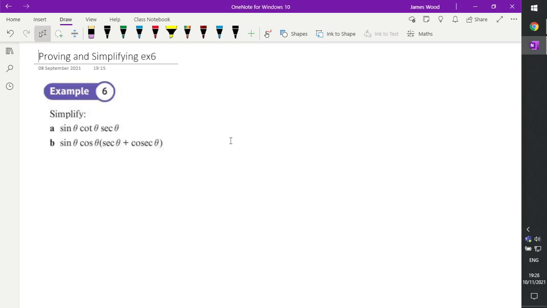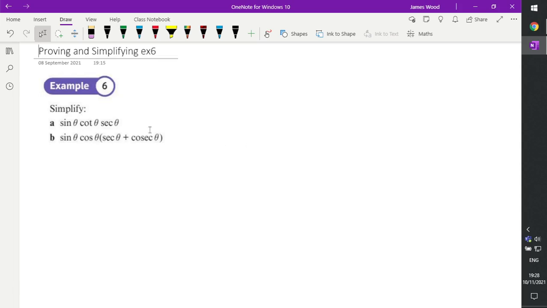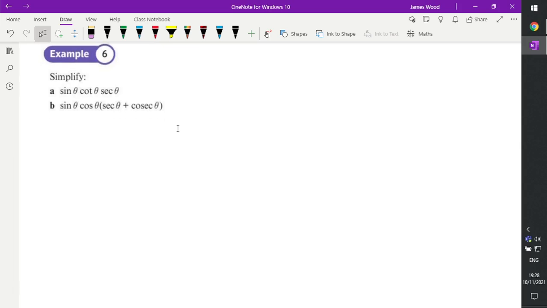Okay, now I want to look at using these trig functions, but a bit more algebraically, and this will lead on later to some more trig proofs like we did with the year 1 content. So for part A, how can we try and simplify this? Sine theta, cot theta, sec theta. I suppose the first thing to do is write these as either just sine, cos, and tan.